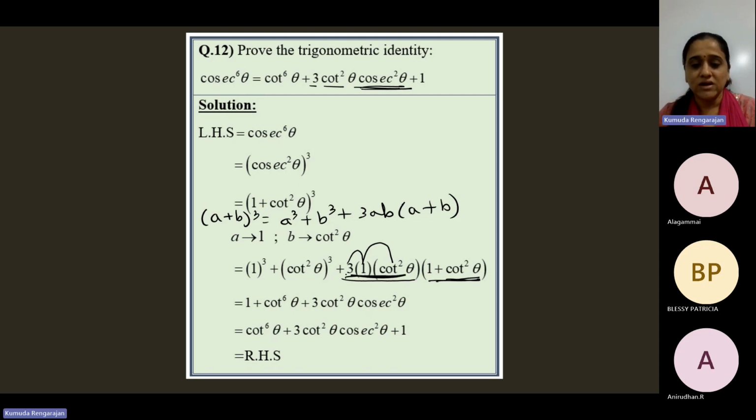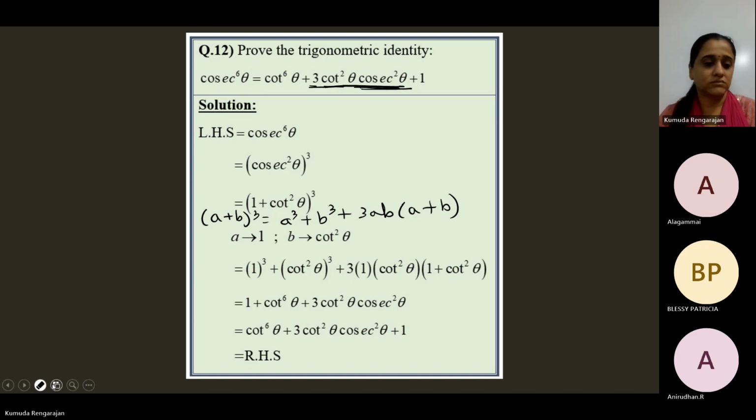So this one is 3 into 1, 3 cot square theta. But you should get 3 cot square theta cosecant square theta. You want cosecant square theta, so 1 plus cot square theta is replaced as cosecant square theta. And then I've just rearranged the terms like it is in the RHS. Is that fine?